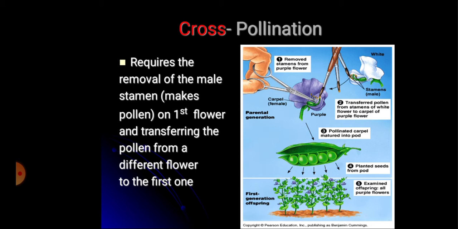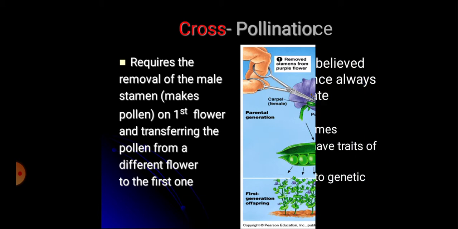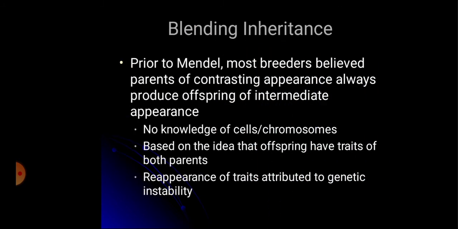That is cross-pollination. And also, the blending inheritance. Prior to Mendel, most breeders believed parents of contrasting appearance always produce offspring of intermediate appearance. It states also no knowledge of cells or chromosomes. It is based on the idea that offspring have traits of both parents, and the reappearance of traits attributed to genetic instability. That is blending inheritance.